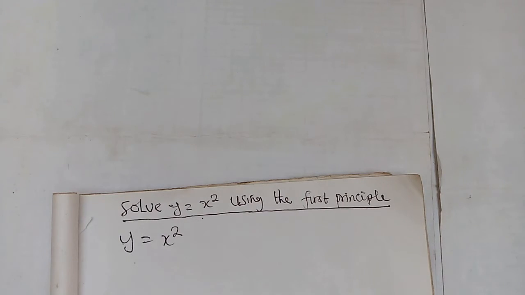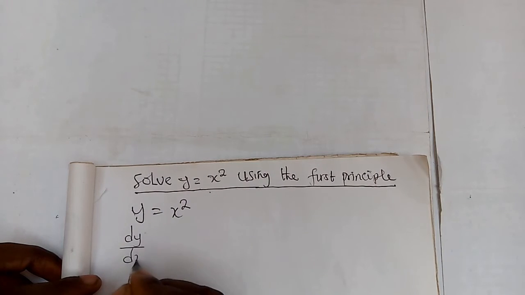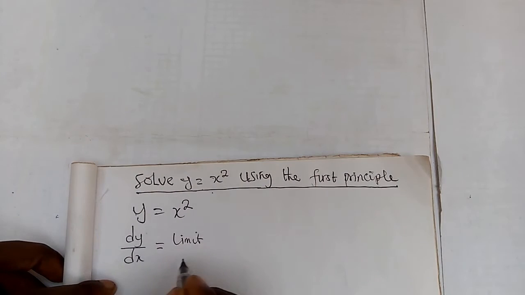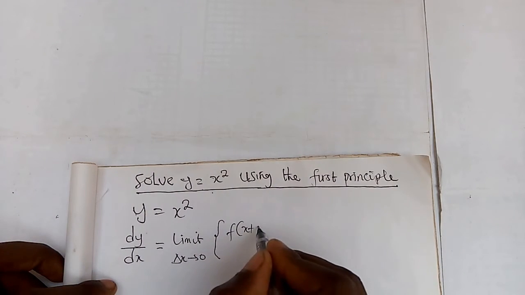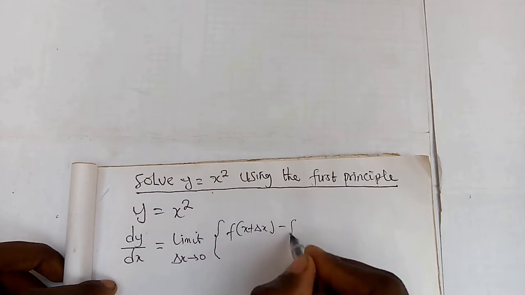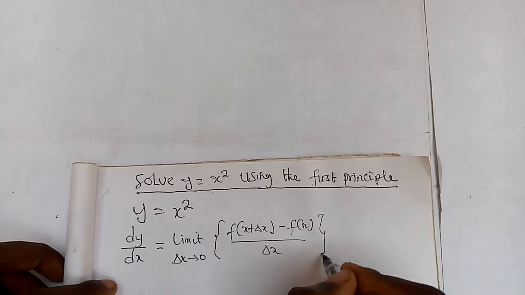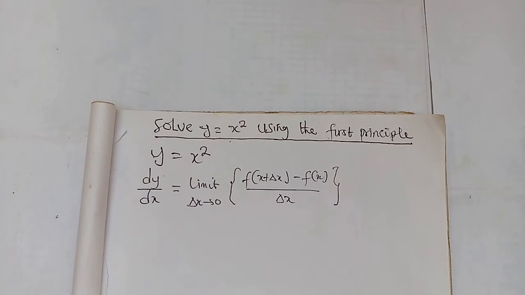Of differentiation, and to solve this question using the first principle, you need to create your formula, and the formula is dy over dx is equal to the limit as change of x approaches 0 of f of x plus change of x minus f of x, all over change of x. So this is the formula that you can use to find the differentiation of the question from first principle.